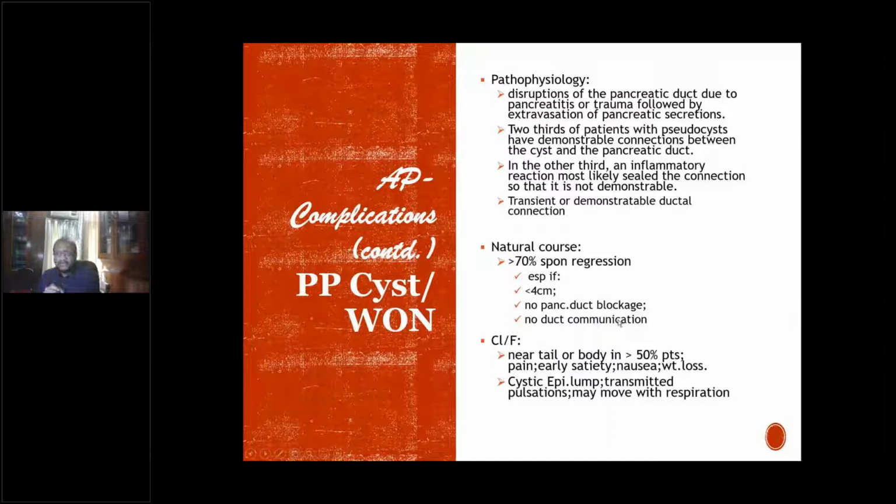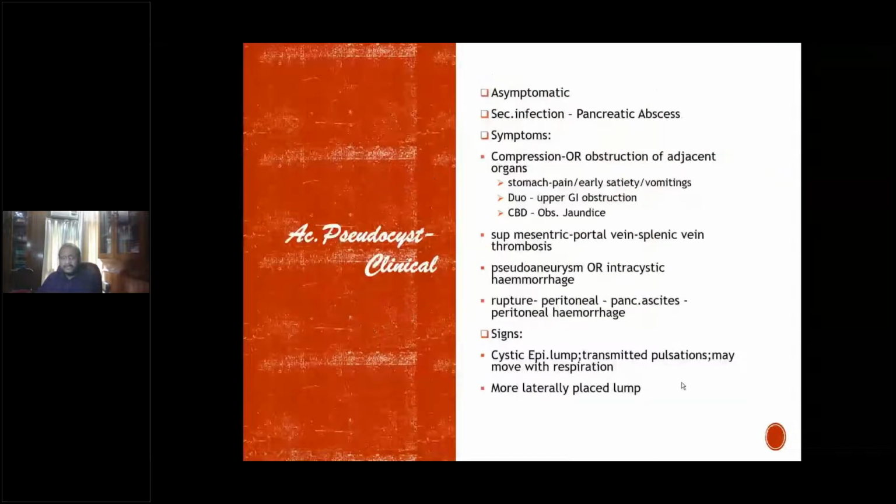Clinical features: if it is found near the tail or body, as is found in more than 50%, the patient presents with pain, early satiety, nausea, and weight loss, depending upon the size of the pancreatic cyst. Now, the clinical findings, we have not talked about that yet. So you have asymptomatic, the most common. Secondary infection, pancreatic abscess, is another presentation. Otherwise, the symptoms relate to number one, compression, number two, thrombosis of major vessels, number three, pseudoaneurysm formation, and number four, rupture.